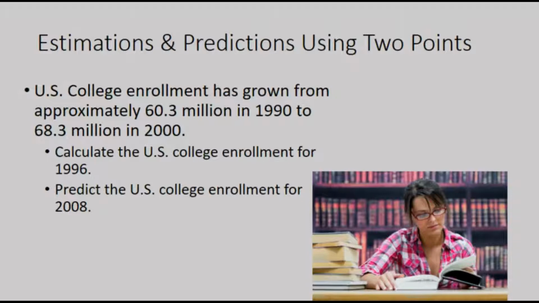U.S. college enrollment has grown from approximately 60.3 million in 1990 to 68.3 million in 2000. Calculate the U.S. college enrollment for 1996 and predict the U.S. college enrollment for 2008. We can estimate real-life quantities that are not already known by using 2 points with known coordinates.